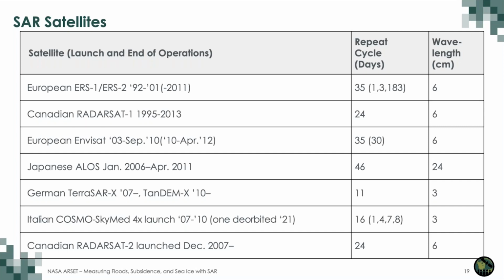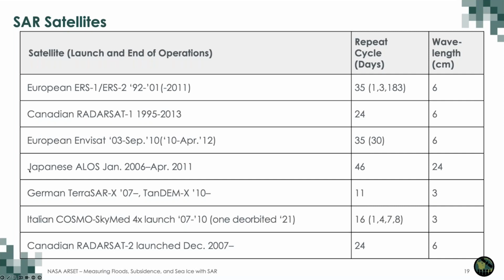The Canadian Space Agency launched RadarSat-1, and it operated from 1995 to 2013. The European Space Agency launched ENVISAT in 2003. It operated until 2010. It actually was operated from October 2010 to April 2012 in a different orbit, which was much less useful for SAR interferometry.